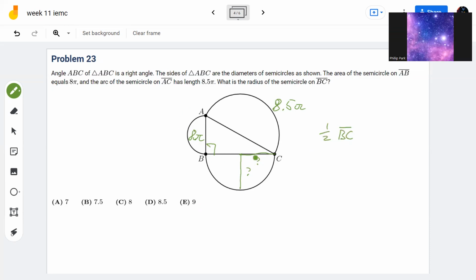And how can we get that? We know the arc length of the circle on AC, and we know the area of the semicircle on AB. So we can probably use those to find the side lengths of AC and AB, and then from there, we can use the Pythagorean theorem to get BC and then solve for this. Let's break it down. Let's start off with finding AB. How can we find the length of AB?